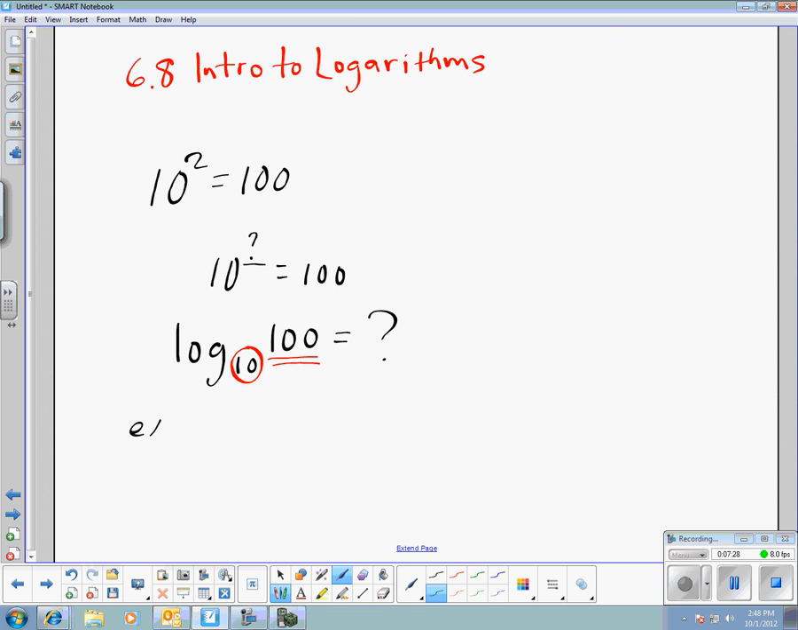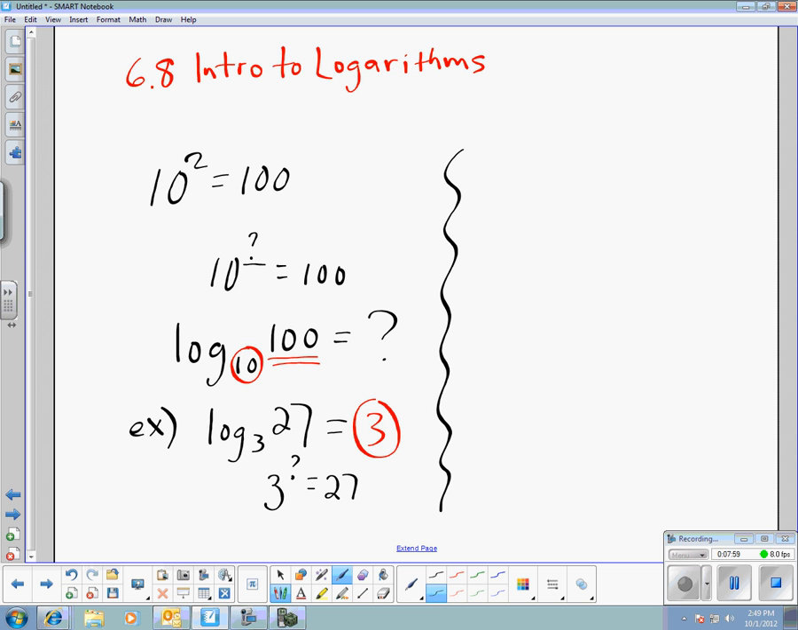Some other examples, what is log base 3 of 27? Okay, so this is a tough transition for some people to make to ask this question backwards, but basically what this is asking is 3 to the what power equals 27, and that answer equals 3, because 3 to the third is 27.